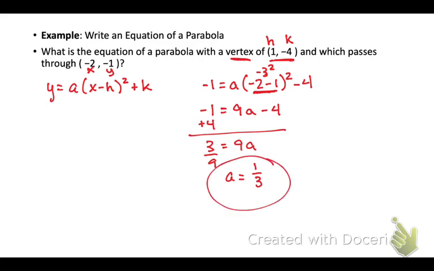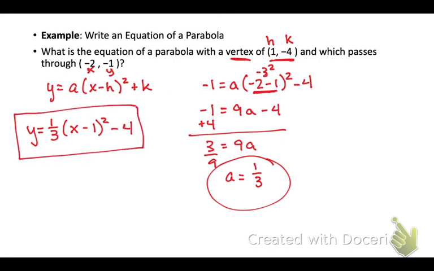Okay, so now do I have A? Yes. So Y equals, what's A? 1/3. Times (x, what's H? minus 1) squared minus 4. So this is my answer. Now, in an equation, do I have to have an X and a Y? If I don't, is it an equation? No. So this is all you have to do: find A, and then put it back in.